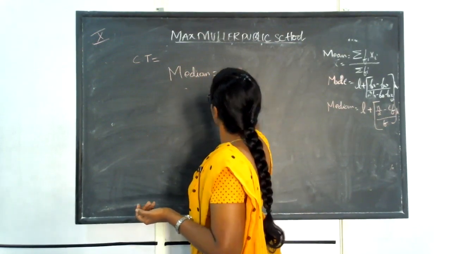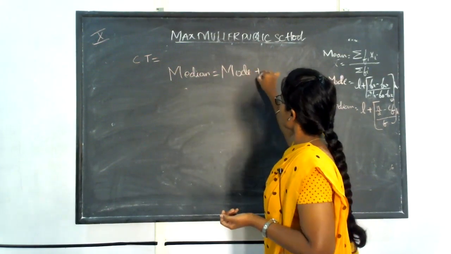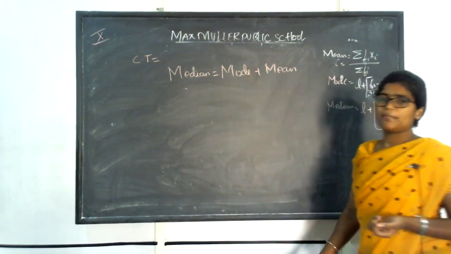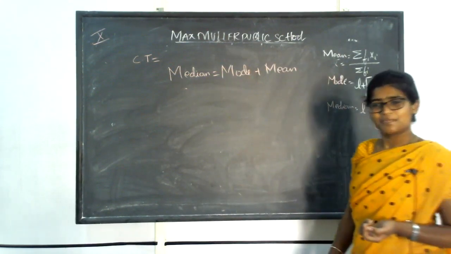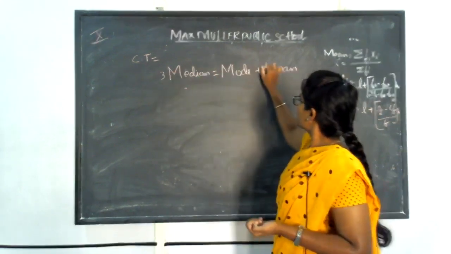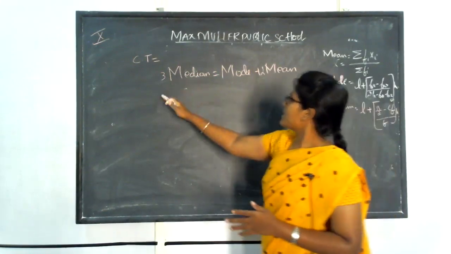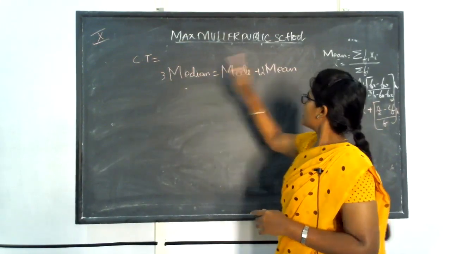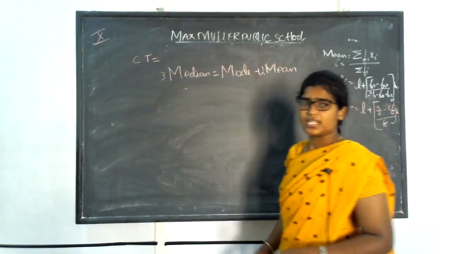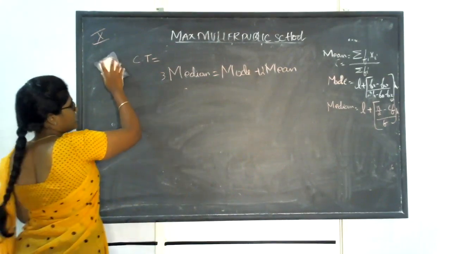Median is equal to the 2 letter words, that is, mode plus mean. What is the central tendency formula? Median is equal to mode plus mean. You are going to take it as 3 median, 2 mean, 1 mode. What is that? 3, 2, 1. 3 median equals 2 mean plus 1 mode is the formula of central tendency. Clear? So let us do the first problem in the exercise.